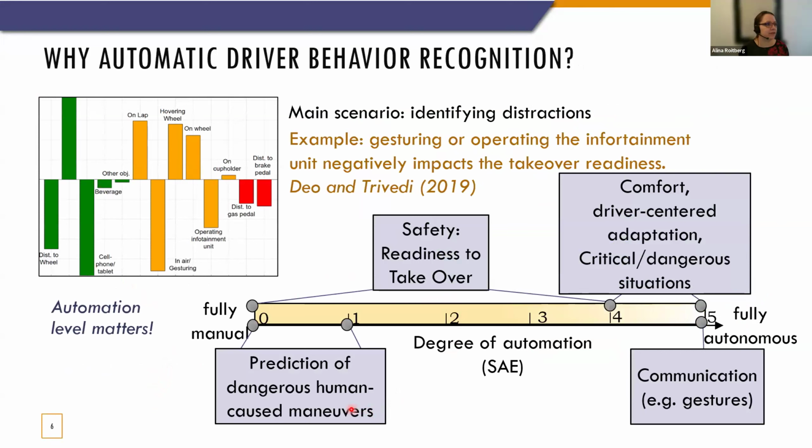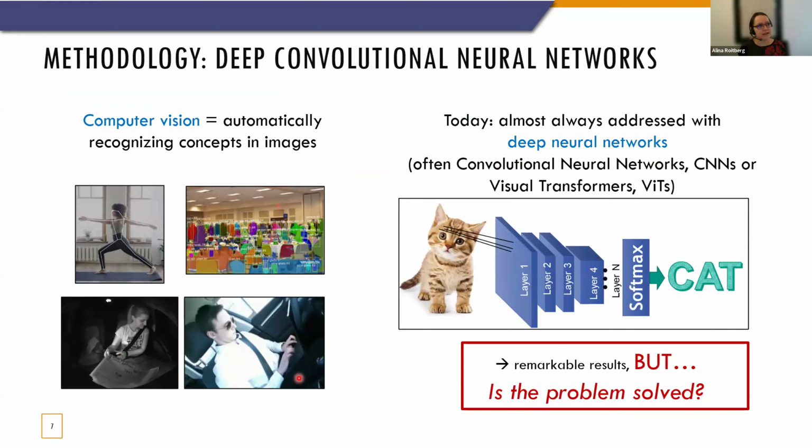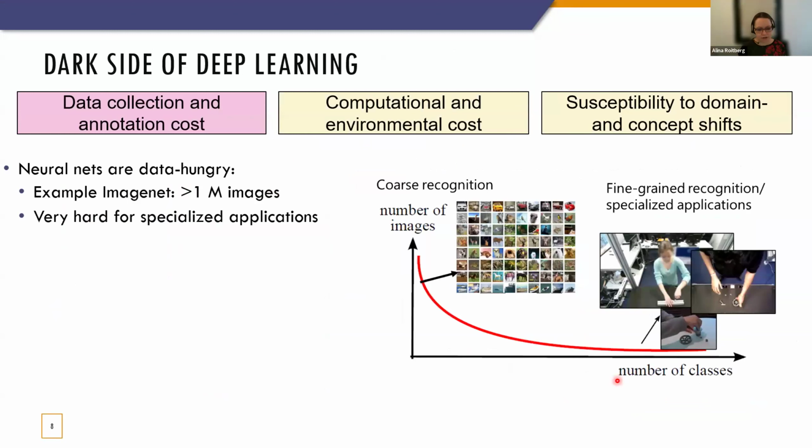So today we're going to talk about vision-based driver observation. As you know, in computer vision we want to recognize what is happening in images, and today it's almost always addressed with deep learning. For a long time CNNs, now visual transformers, and we get very impressive accuracies on many datasets. But is the problem solved? As you know, there are still a few problems. First, we have the high data collection and annotation cost. For many tasks, you can already use very large pre-trained foundation models, and they will give you very nice results on new datasets, but it's still quite hard for very specialized applications.